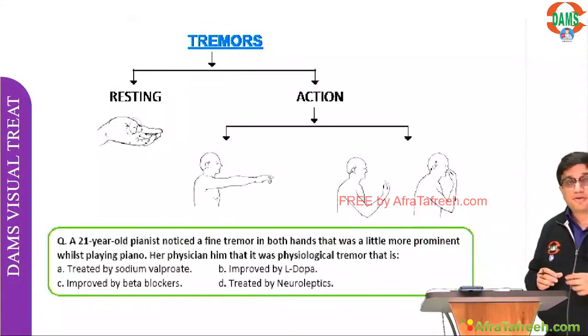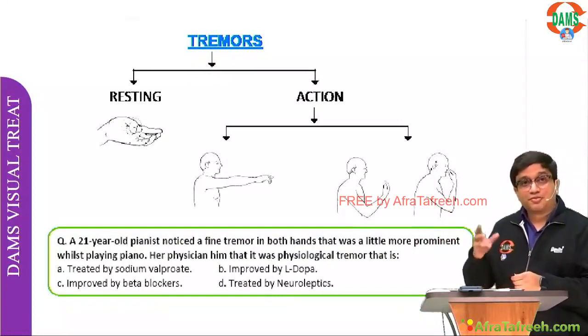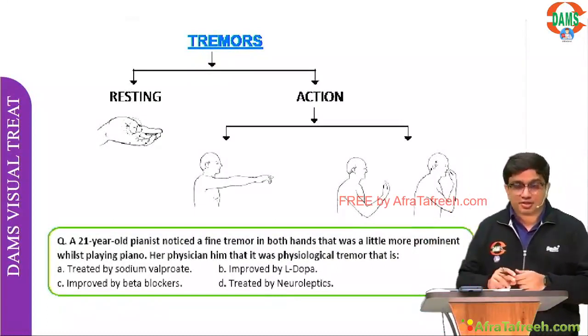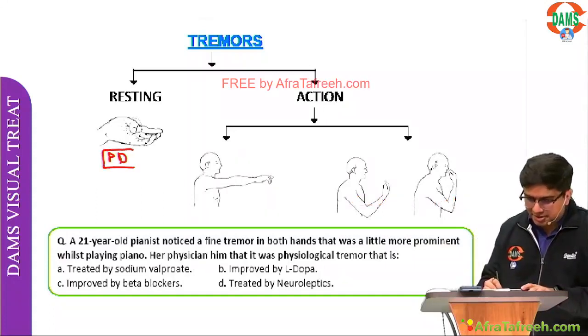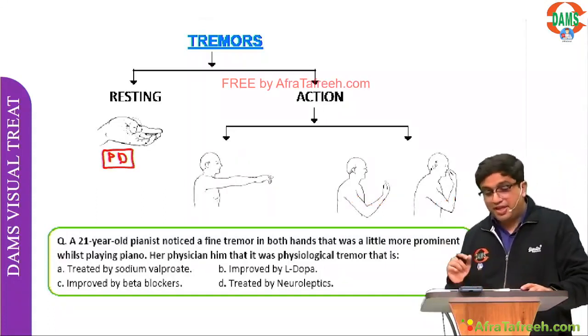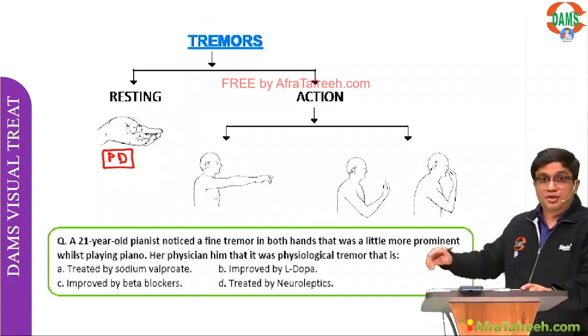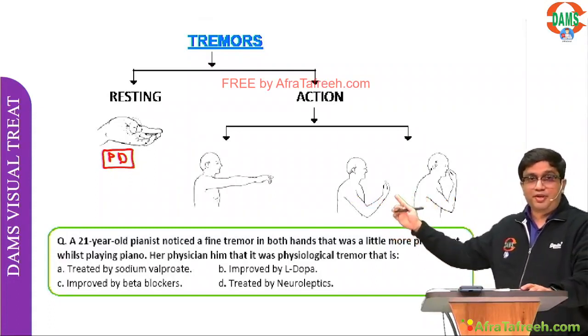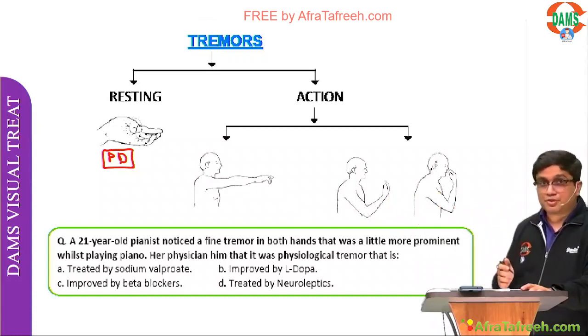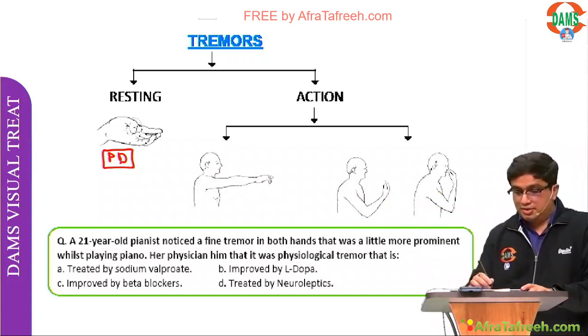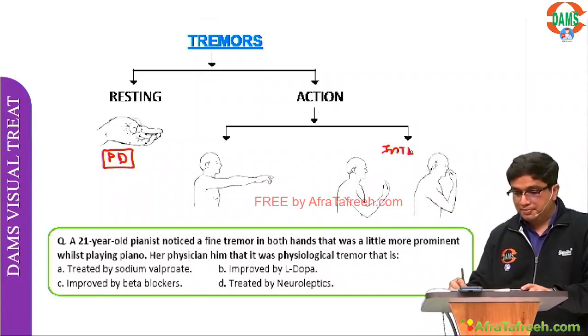Now let's have a recap on the tremors. We have tremors in which the hand keeps on rolling like this. This is the resting tremor. Resting tremor we have already seen in patients of Parkinson disease. Then we have the action tremor. My hand is away from my nose, and when it touches the nose, the tremor happens to be seen there. Yes, that's known as the intention tremor.